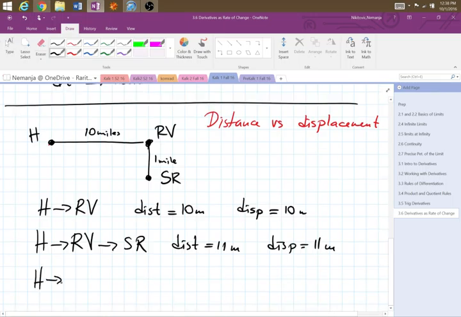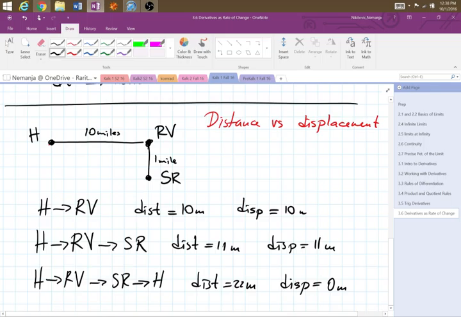If you go home to RVCC to ShopRite, back to home, distance covered is, sorry, not 11 miles, 22 miles. And displacement is? Very good, 0. So what is the displacement? Displacement is how far you are from your original position at any time. How far are you from your initial original position?